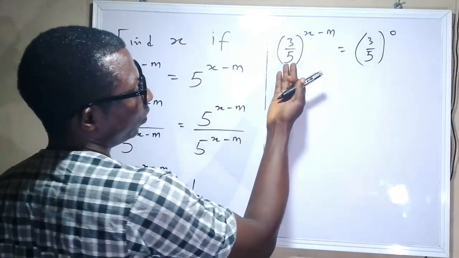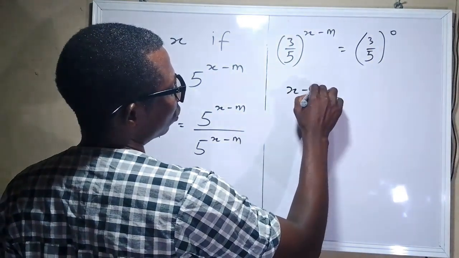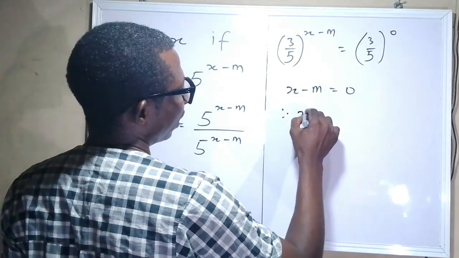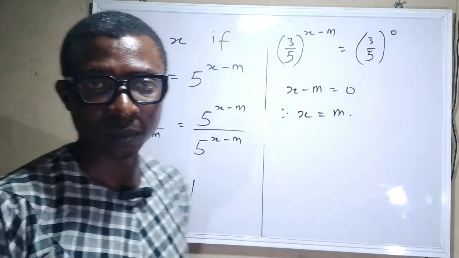So now the bases are the same, so you can equate the powers. So we have x minus m equals 0. So therefore x equals m. So that's going to be the answer to this problem.